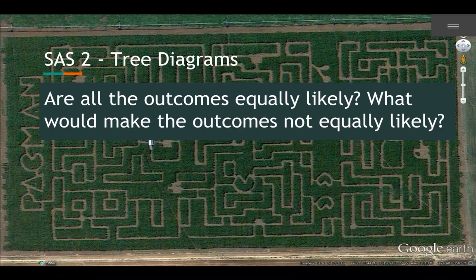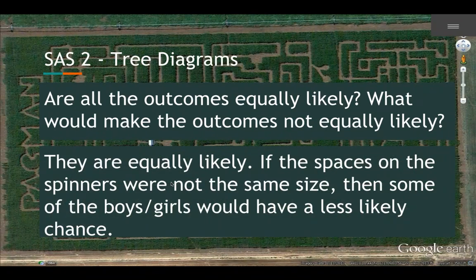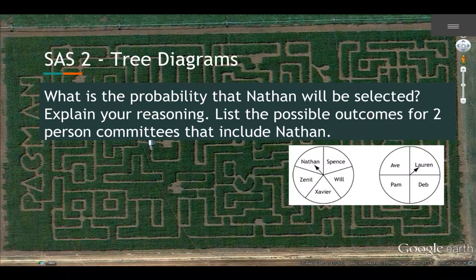Are all the outcomes equally likely? And what would make the outcomes not equally likely? They are equally likely. If the spaces on the spinners were not the same size, then some of the boys and girls might have a lower likelihood of being chosen. All right, what is the probability that Nathan will be selected? Explain your reasoning and list the possible outcomes for 2-person committees that include Nathan.